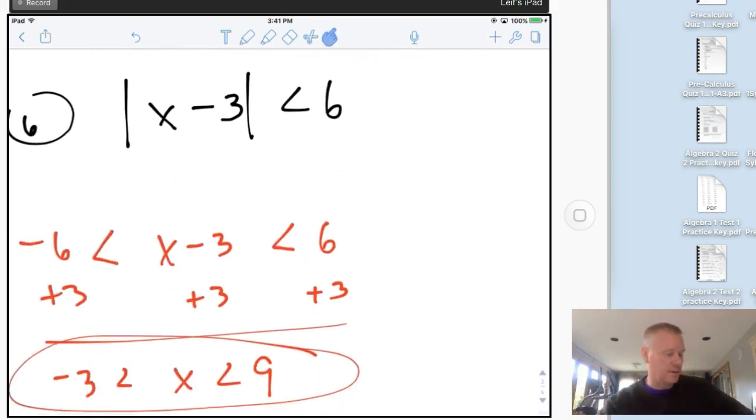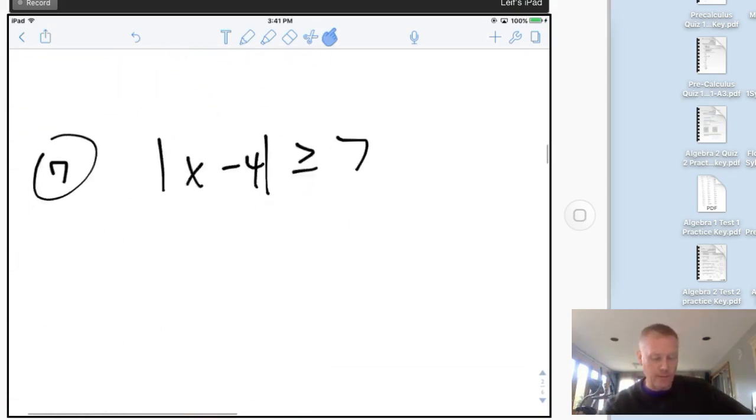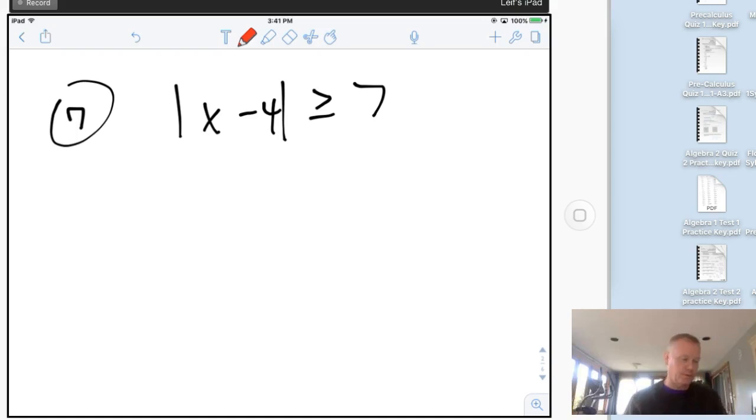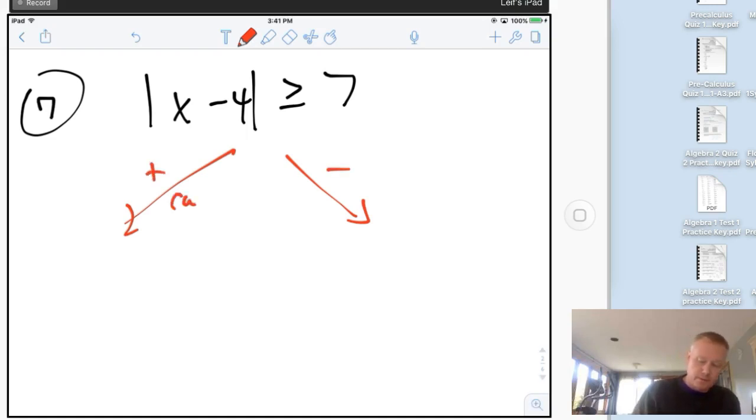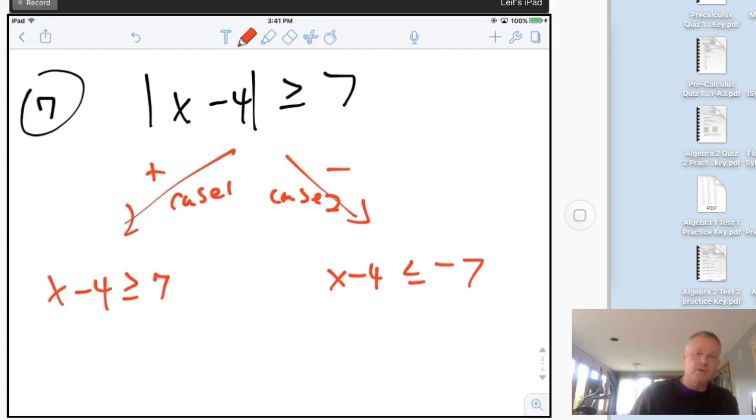Number 7 is a little different because it's a greater than. That trick really works pretty much only if it's a less than a positive number. And this is the way that we more traditionally solved it. We've got case 1 and case 2. This will be the plus and this will be the minus. So either x minus 4 is greater than or equal to 7, or x minus 4, you've got to flip the sign on the negative value. Remembering that anytime you've got absolute value, you're going to have two cases like that.